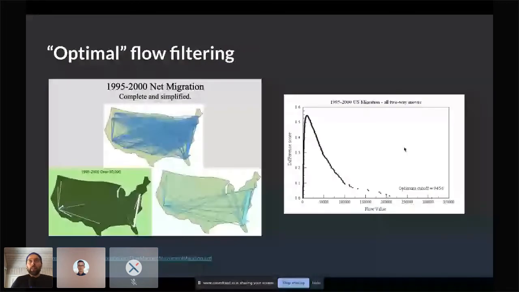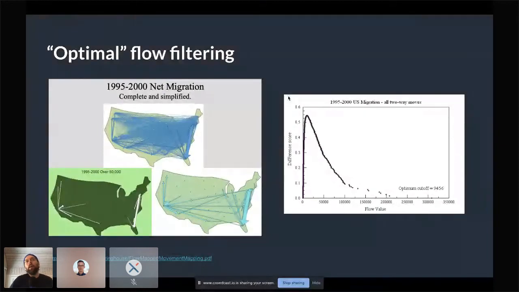And Tobler discussed a few solutions, like how to reduce the number of flows we have to display, right? The most obvious solution is to remove the smallest ones. They are not very important. But how do you find where to put the threshold?